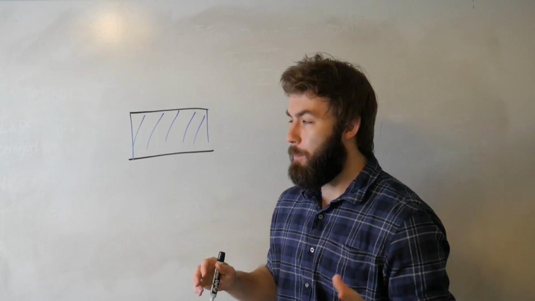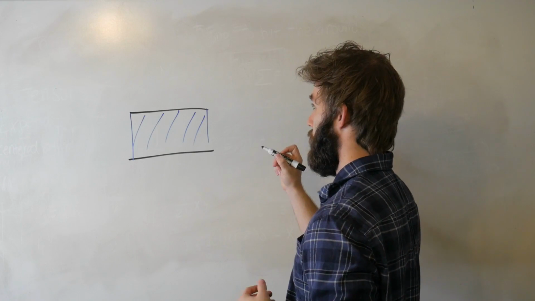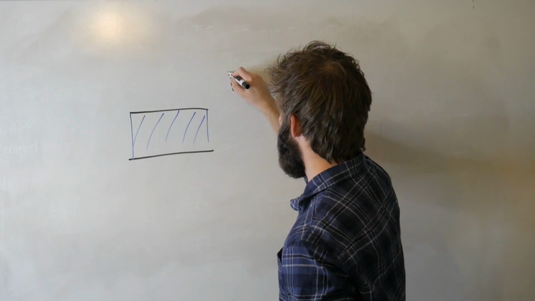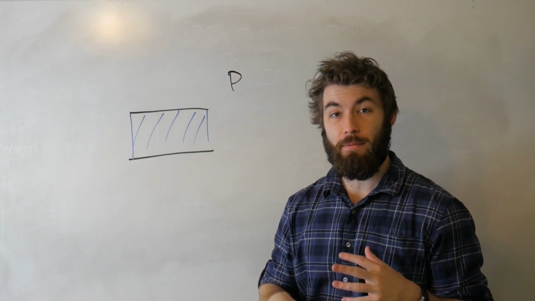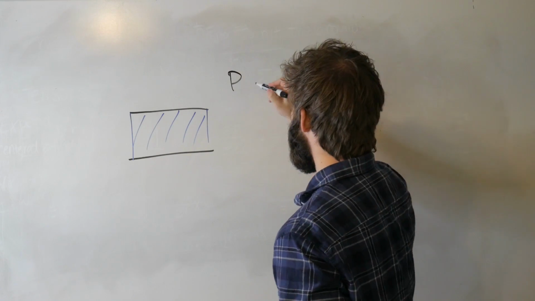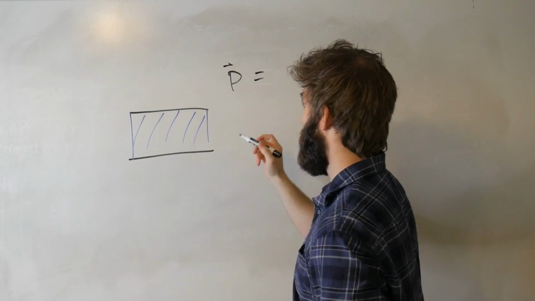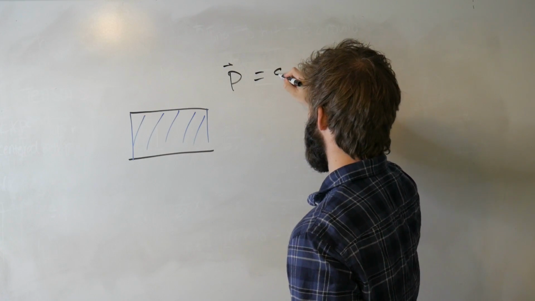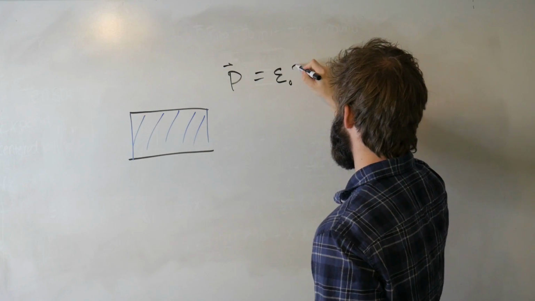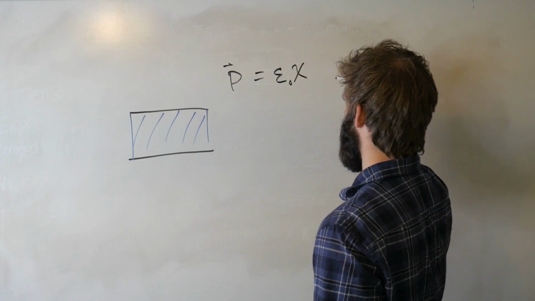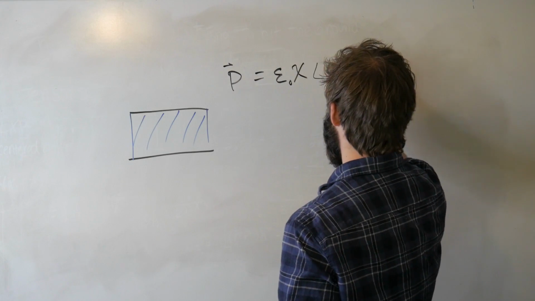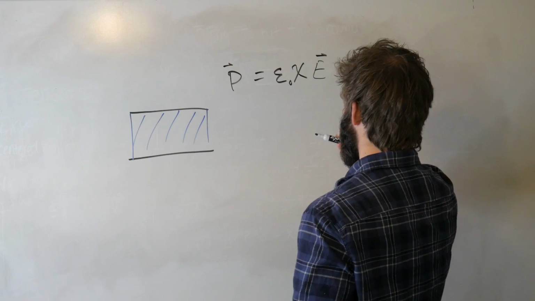Now we can describe the polarization of this dielectric material, where we have some vector P that describes the density of these dipole moments. And typically this vector P is going to be pointing in the direction of the electric field that it's subject to. So we have our permittivity of free space, some Greek letter chi that we're about to get into, and then the electric field.